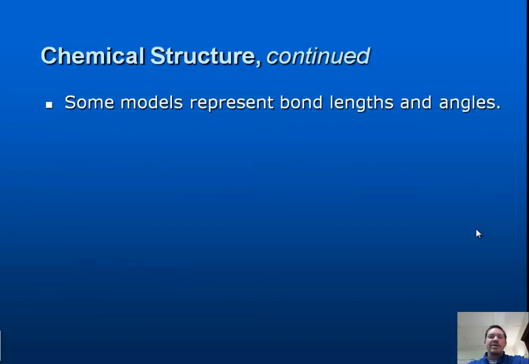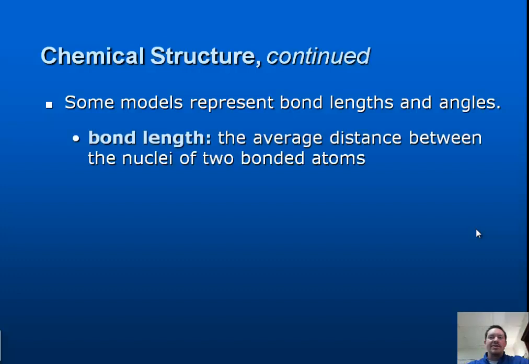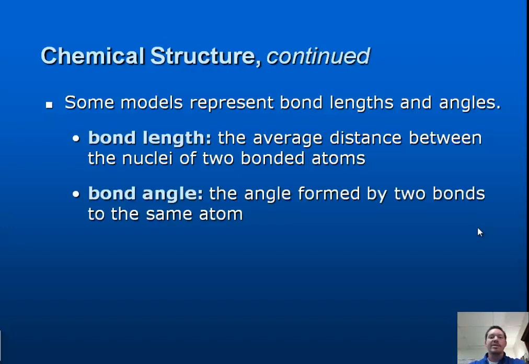Some models represent bond lengths and angles. A bond length is just the distance between the nuclei of two bonded atoms, and typically is an average because it will fluctuate and differ slightly depending on what kind of compound we have, and other surrounding elements can affect it too. The bond angle is the angle formed by two bonds to the same atom.